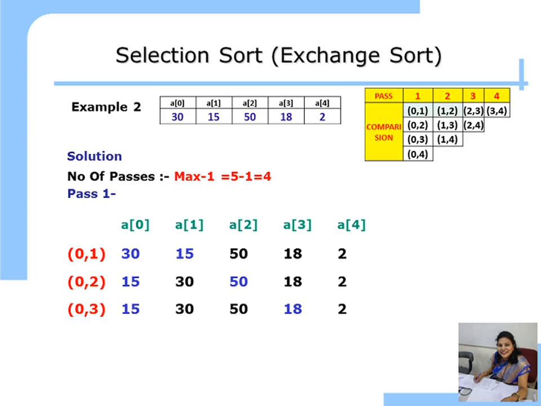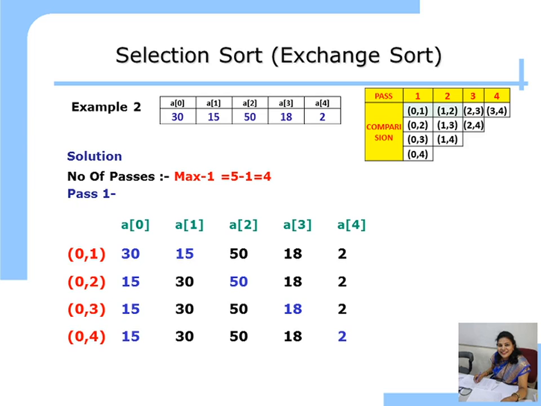Now we are going to perform the third comparison, that is between the 0th and third position. What is present at the 0th location? 15. What is present at the third location? 18. Is the 0th element greater than the third? Is 15 greater than 18? No. So we are not going to perform any swapping operation. You will get the same list again.